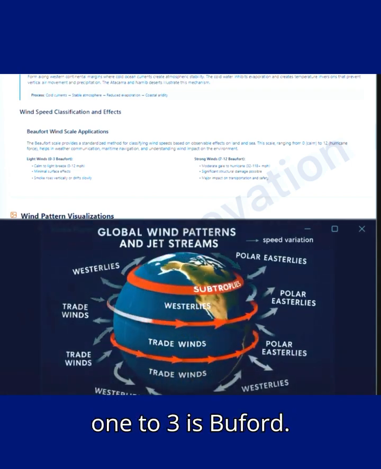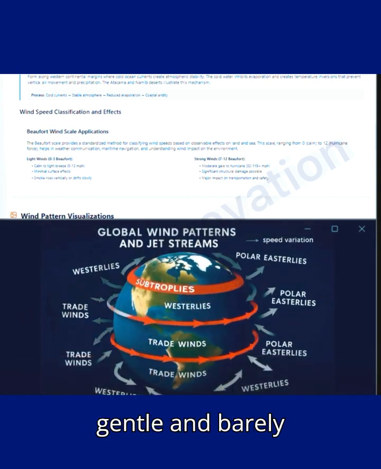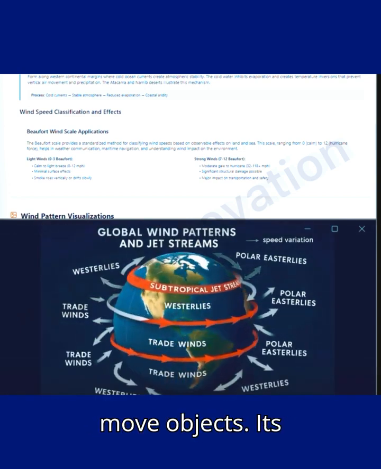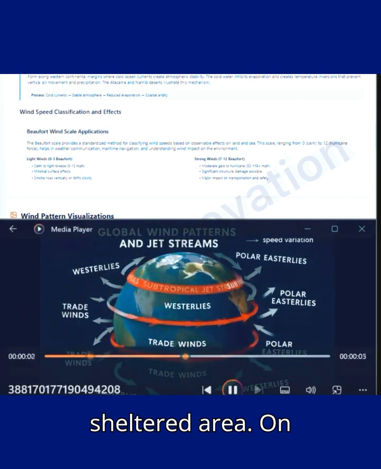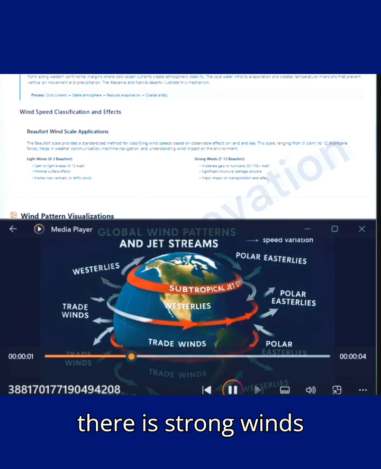Light winds are 1 to 3. 0 is calm and 12 is hurricane. So wind 1 to 3 is in Beaufort, light winds. It's gentle and barely moves objects. It's common not at night but in the early morning or sheltered areas.